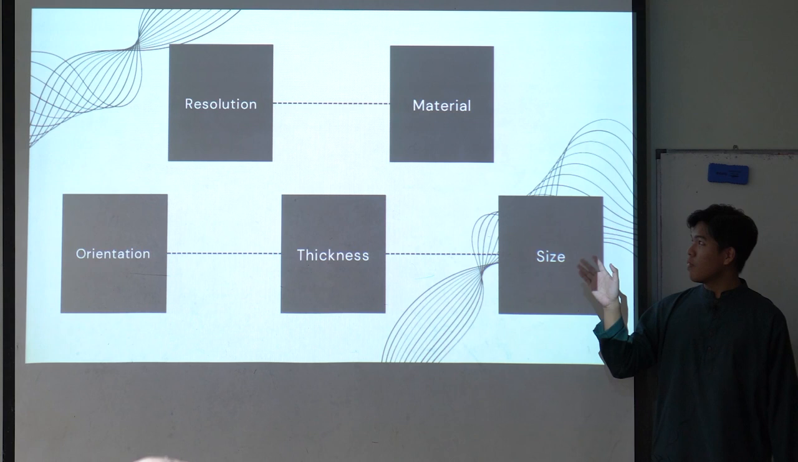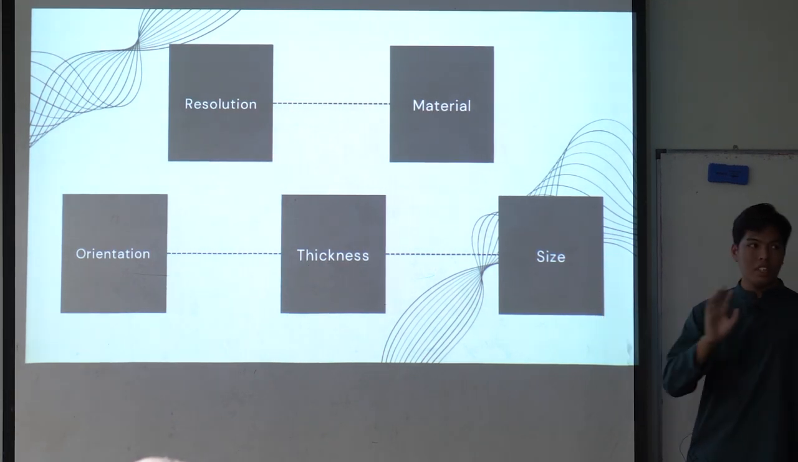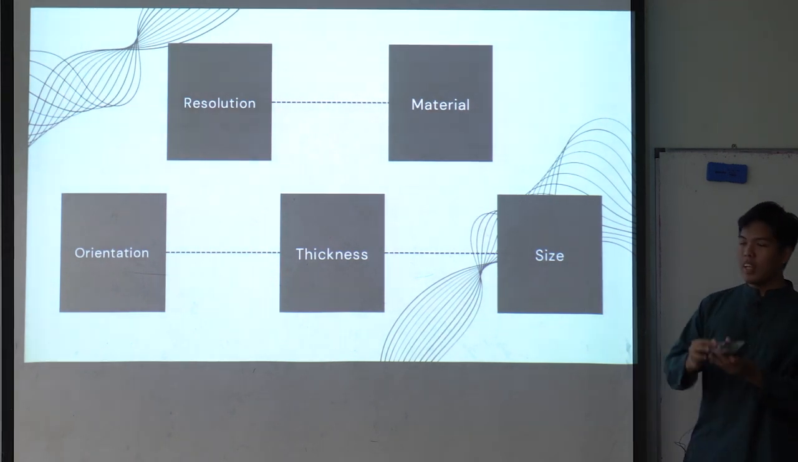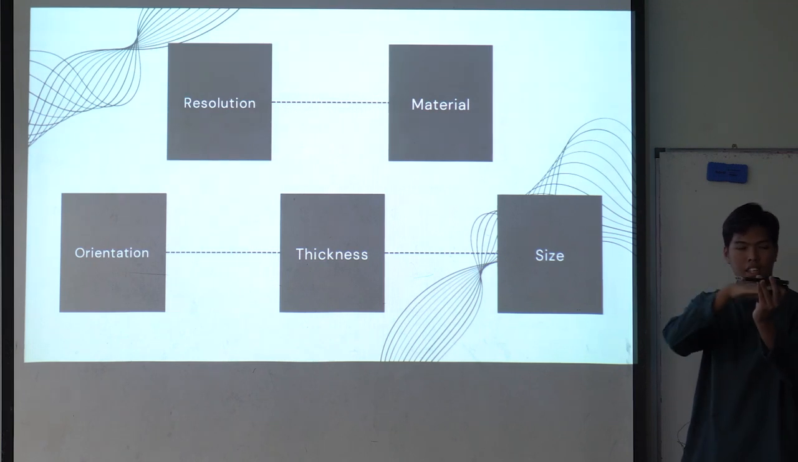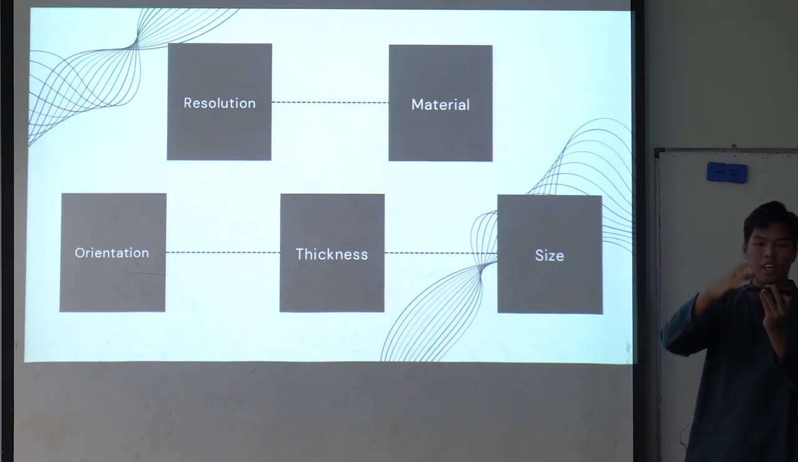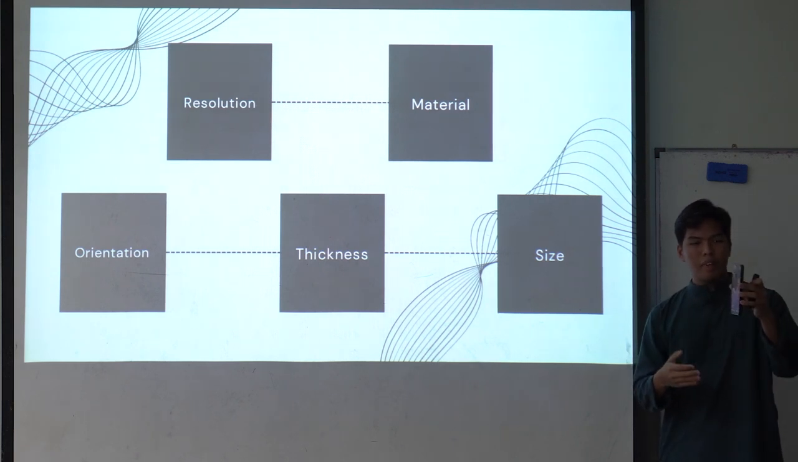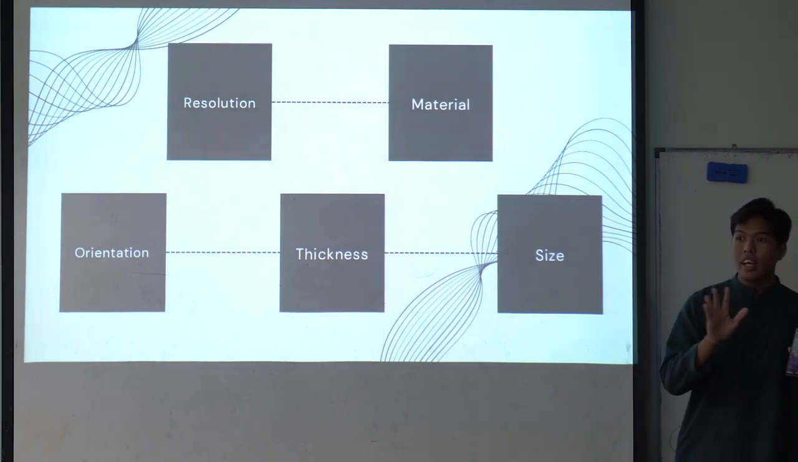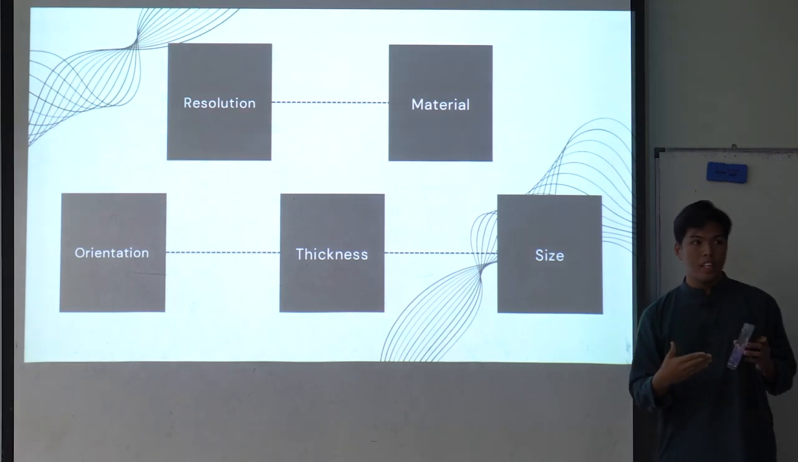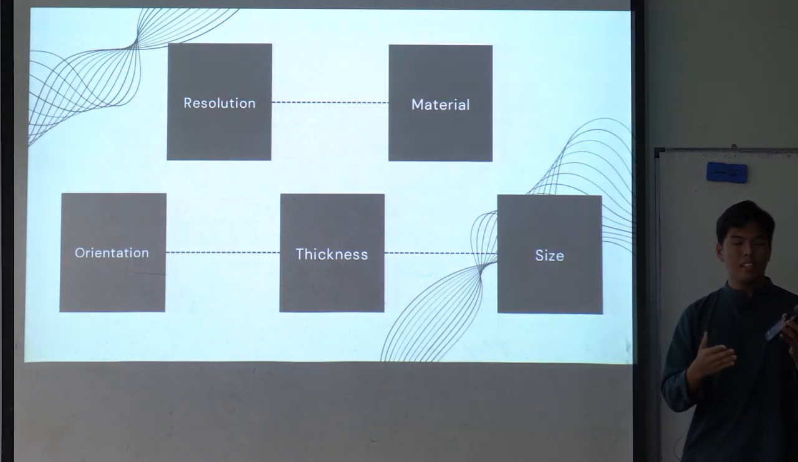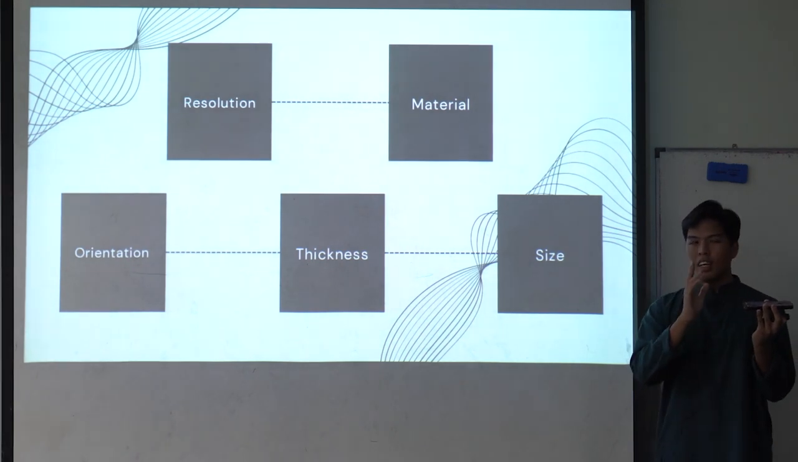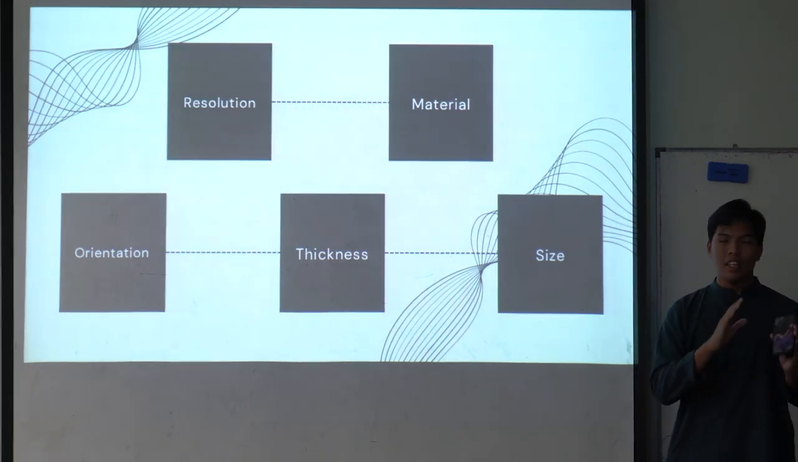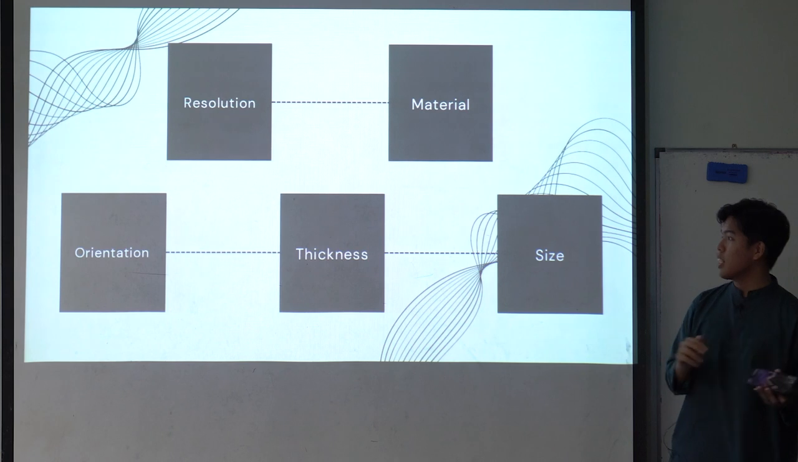Okay, that's about material. The third one is orientation. Orientation means how our parts will be placed on the surface to produce the product. So your product can be produced like this or can be started like this, but each orientation has different energy consumption. Some orientations may have a high consumption of energy, but some have lower energy consumption.